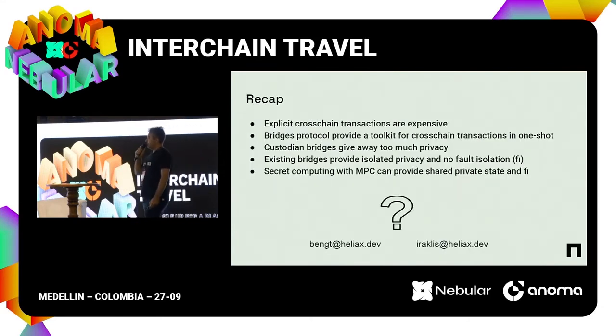So to recap what we've seen, explicit cross-chain transactions are expensive. Bridge protocols provide a toolkit for cross-chain transactions, we can say, in one shot. We don't like custodian bridges because they give away too much privacy. And we augment and improve our existing private bridges technology with fault isolation. And we strongly believe that multi-party computation, due to the fact that the entire nature of the protocol is multi-party, in the sense that you have multiple validators being connected, can provide a viable solution to the problem of private bridges.